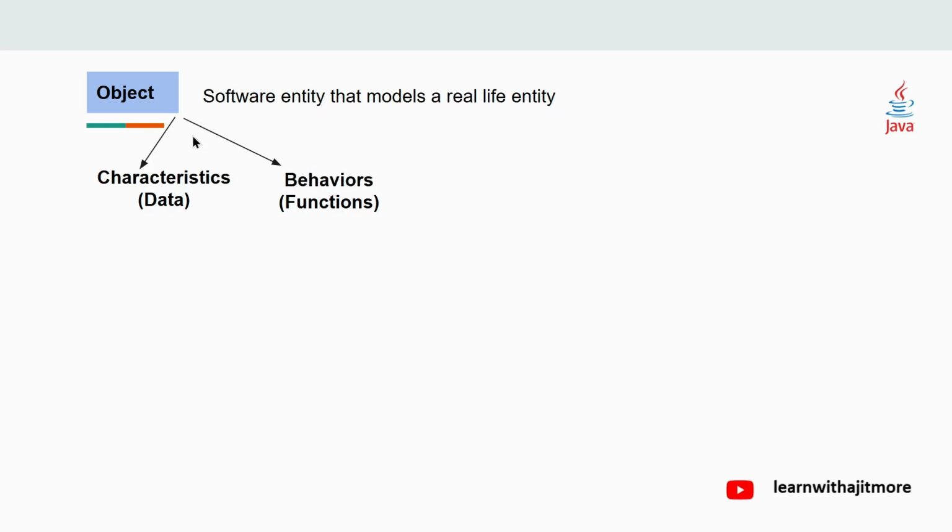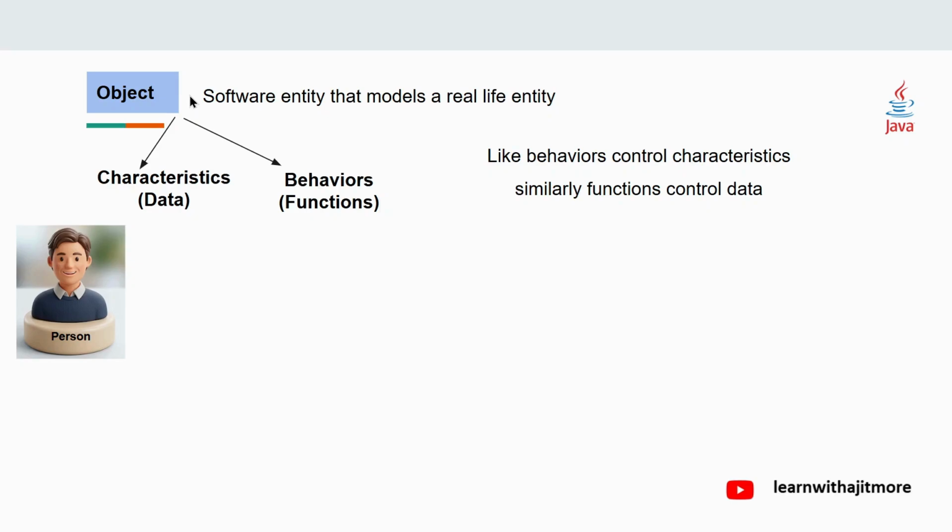But does the car's behavior control the car's characteristic? Yes. When you accelerate the car, the speed is changing, meaning the characteristic is changing. When you put on the brake, speed is reduced to zero. So in short, the behaviors are controlling characteristics. Same way, the code is manipulating data. As I said, behaviors control characteristics, similarly functions control data. So I hope you got it.